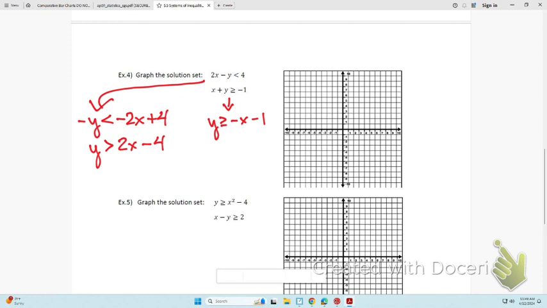So that first equation I'm going to do in red. You make a dot on negative 4. You go up 2 over 1. I don't see an or equals, so I'm going to make a dashed line. It says greater than, so I shade above.